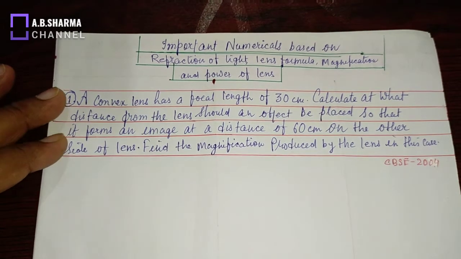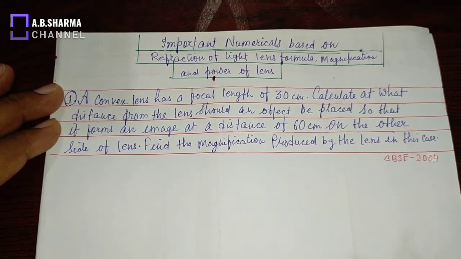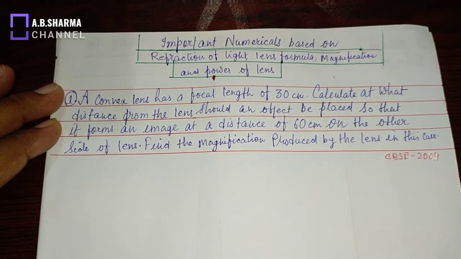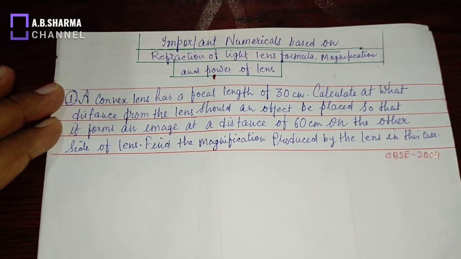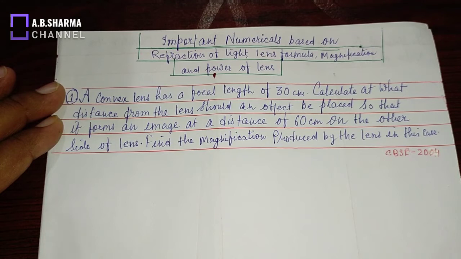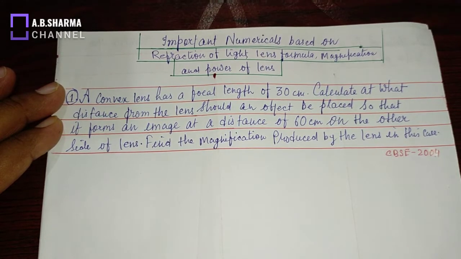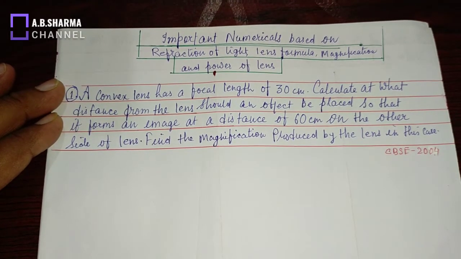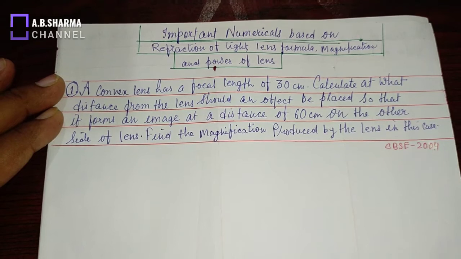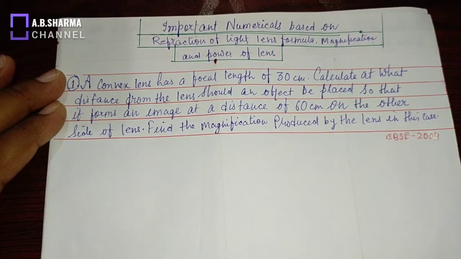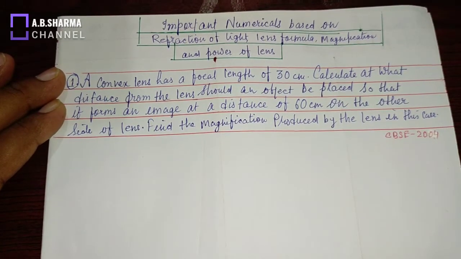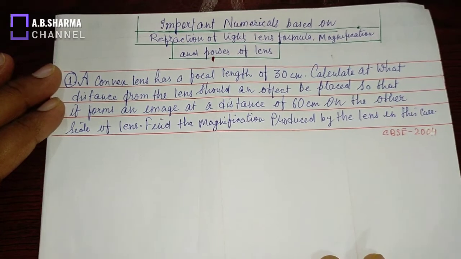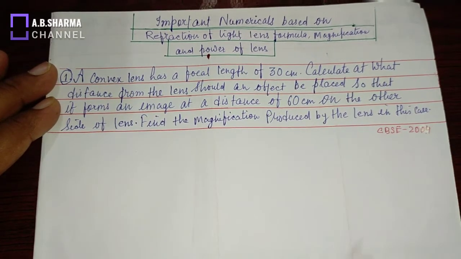See the first question. A convex lens has a focal length of 30 centimeter. Calculate at what distance from the lens should an object be placed so that it forms an image at a distance of 60 centimeter on the other side of the lens, and the magnification produced by the lens in this case also. This question was asked in CBSE 2004.